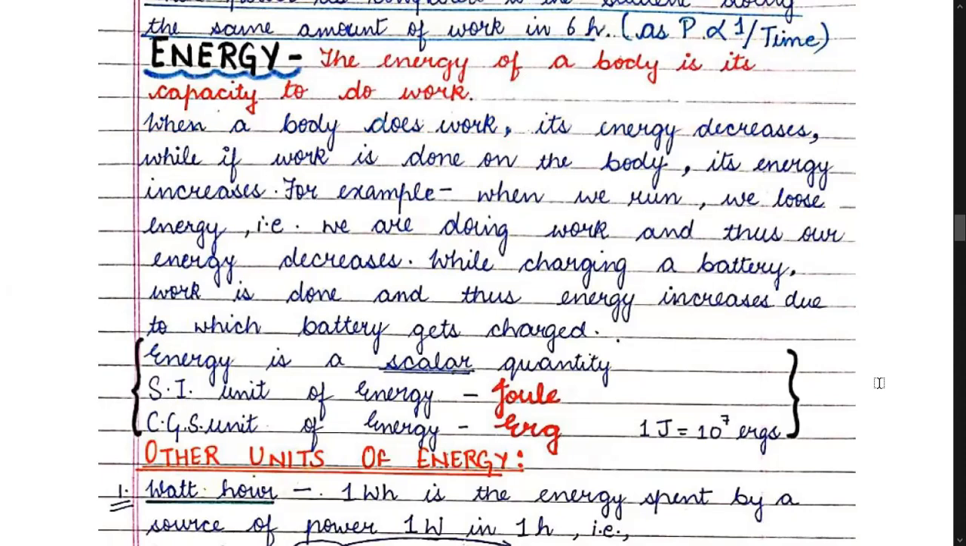For example, when we run, we lose energy. That is, we are doing work and thus our energy decreases. But while charging a battery, see, you charge your mobile phone. When you are charging, that means work is being done on the body. And then what happens? The energy increases since the battery is getting charged.